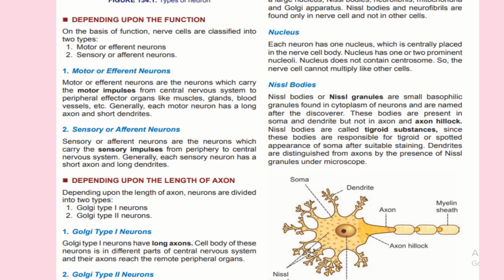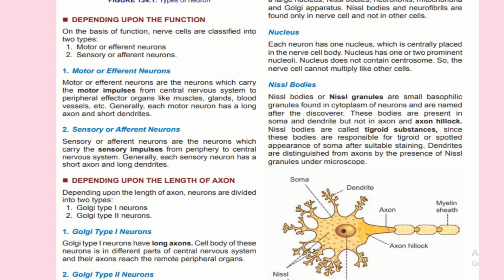Then we have the sensory or afferent neuron. Sensory or afferent neurons are the neurons which carry sensory impulses from the periphery to the central nervous system. Generally, each sensory neuron has a short axon and long dendrite. So, depending upon the function, neurons can be motor efferent or sensory afferent.